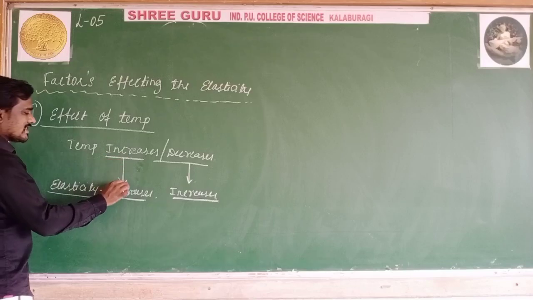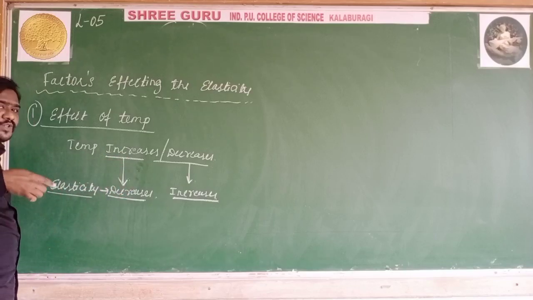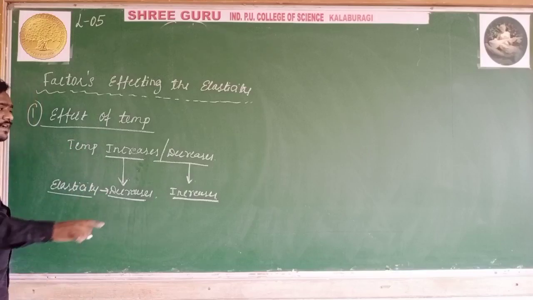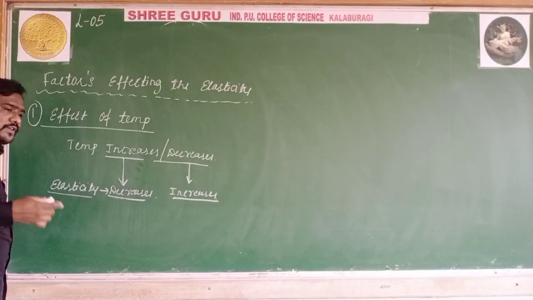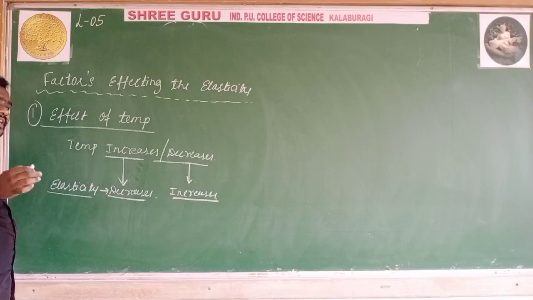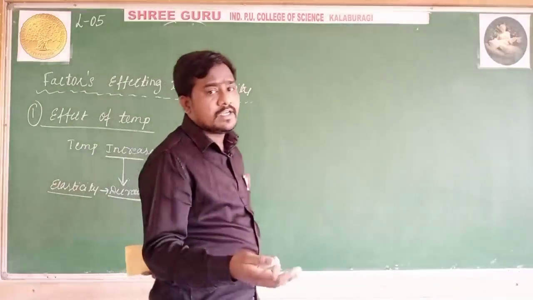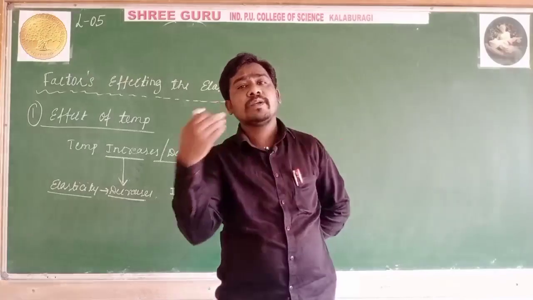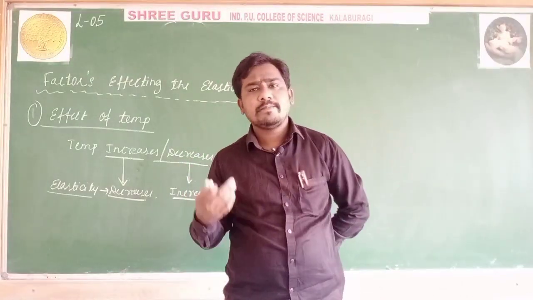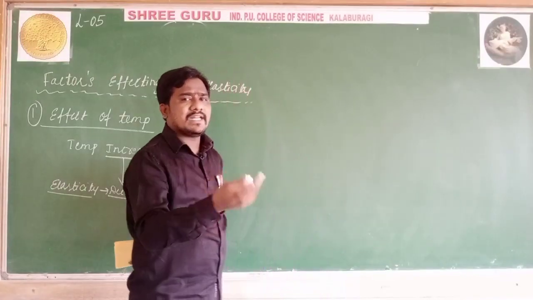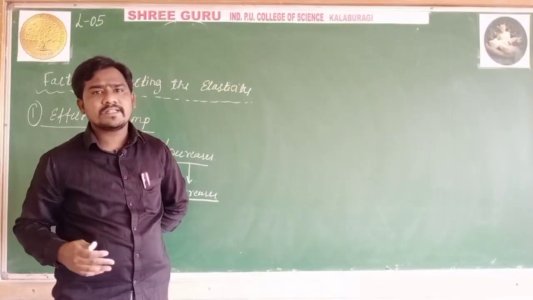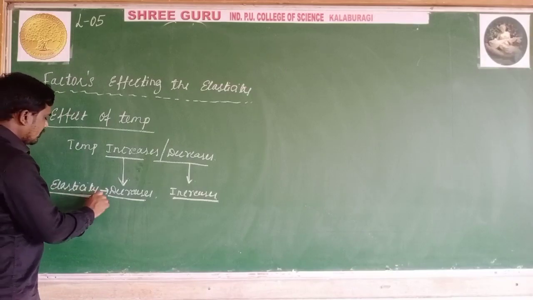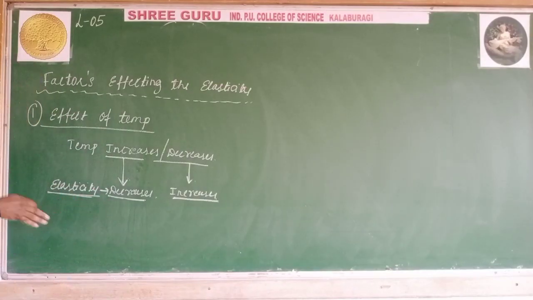But keep in mind, if elasticity decreases, the material is going to convert to plasticity. If elasticity increases, it is going to convert from plasticity to elasticity. That is a very rare case. Always the material converts from elasticity to plasticity. It is very difficult to convert from plasticity to elasticity. There are processes, hammering and annealing, by which we can convert from plasticity to elasticity, but that is very difficult. Many times we see only elasticity to plasticity.